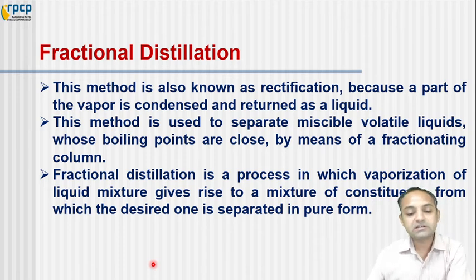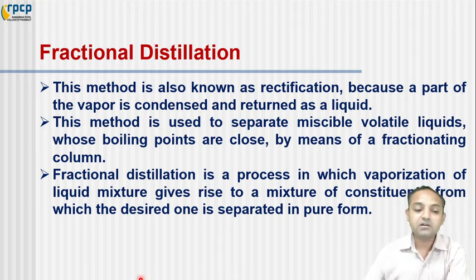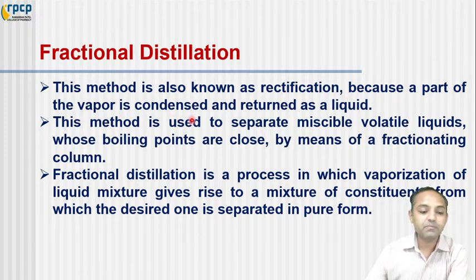Next is fractional distillation. The main application of fractional distillation is to separate two liquids which have almost nearer boiling points, like methanol and chloroform. They can be separated by fractional distillation. This method is also known as rectification because a part of the vapor is condensed and returned as a liquid. It is used to separate miscible volatile liquids whose boiling points are very close to each other by means of a fractionating column.